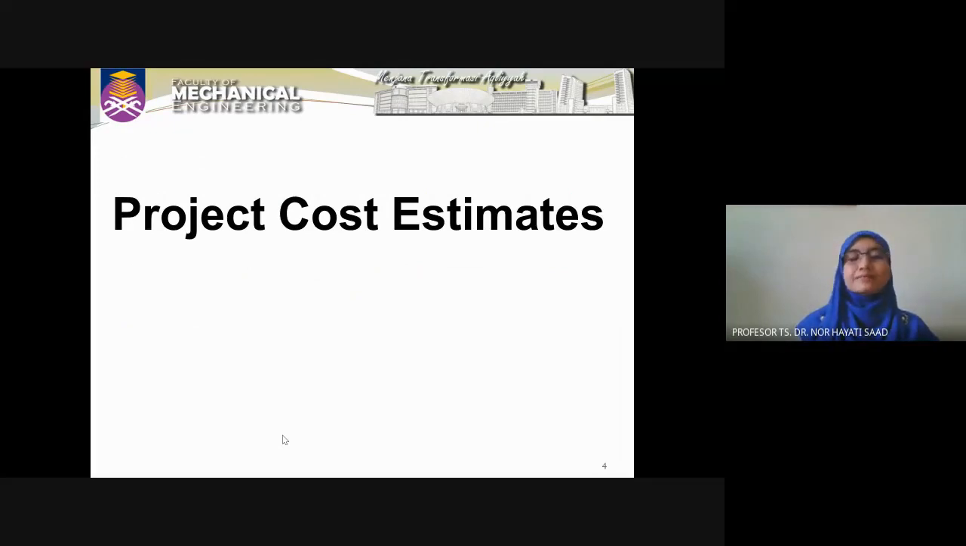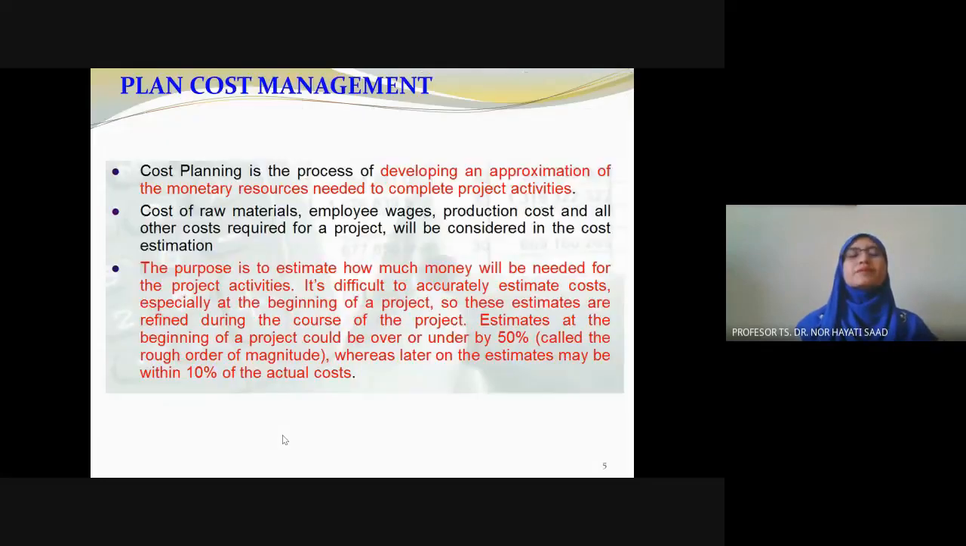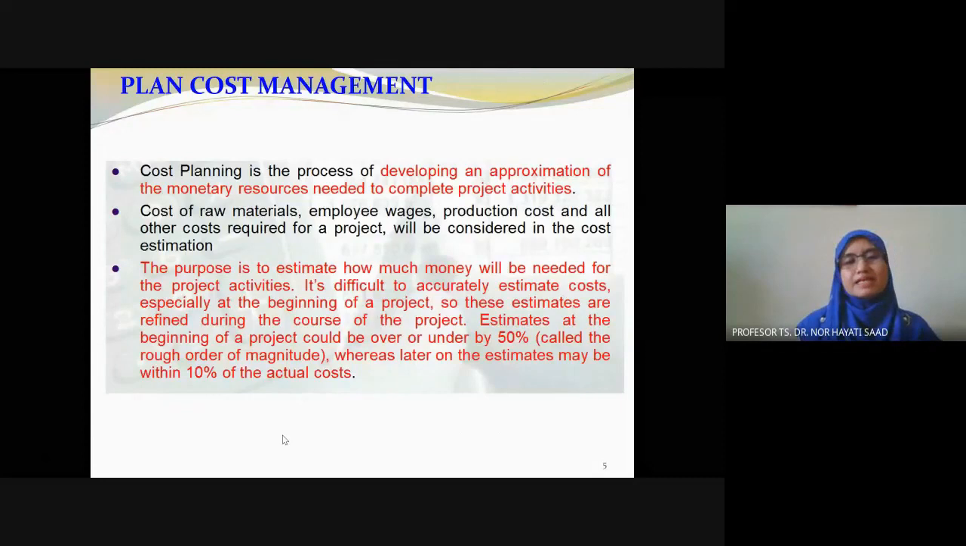How can we estimate the cost? This is very important. Without estimating every single cost, we can't calculate the budget.